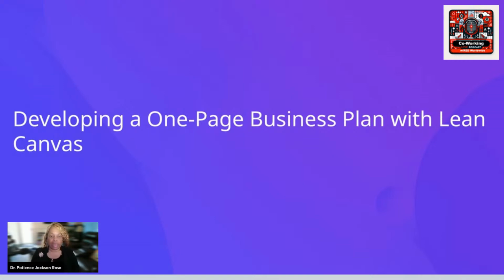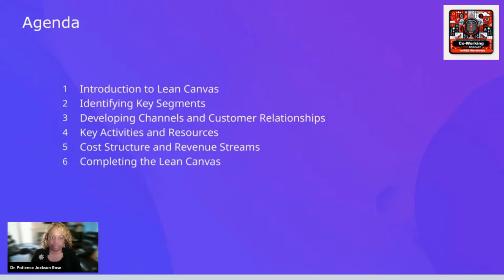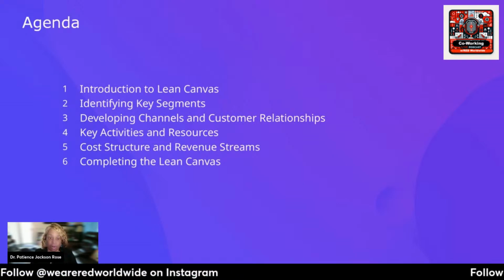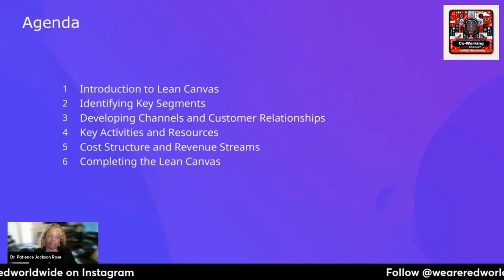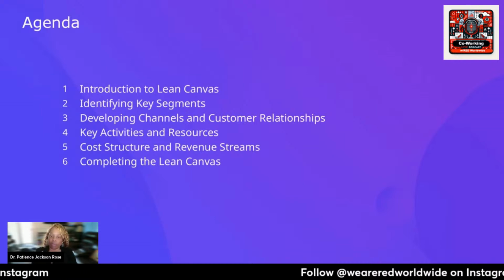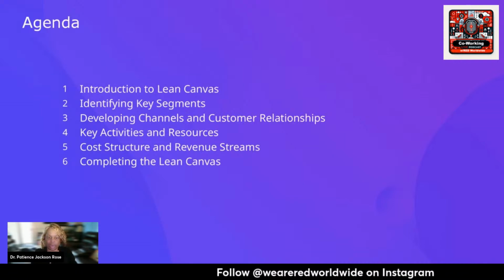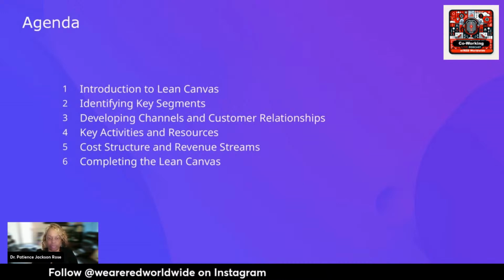And so, with that said, let's go to slide number one. We're going to look at our agenda for today. I'm going to introduce you to the Lean Canvas, which is a type of business model canvas or one-page business plan. We're going to identify the key segments on that canvas, and then we're going to look at how we develop channels and customer relationships, what the key activities and resources are, our cost structure and revenue streams, and how we complete a Lean Canvas.